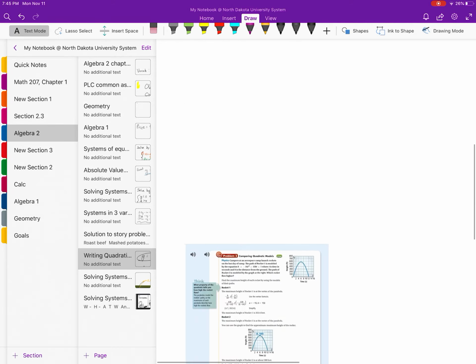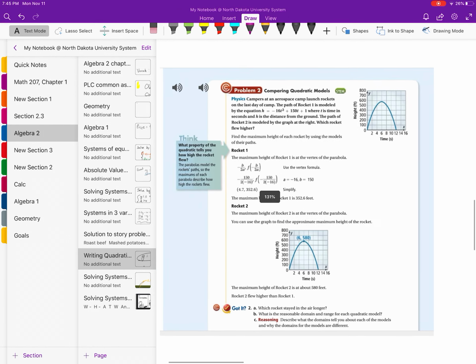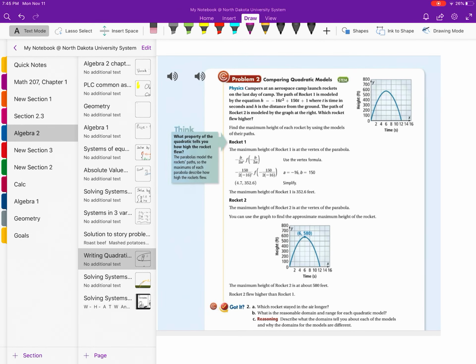Okay, so let's look at using quadratic equations to compare some quadratic models. This is obviously an example from your book, which I actually kind of like. And you're asked to compare the trajectories of two rockets and tell which one went higher. You're given a function for one of them and a graph, and you're given just a graph for the other one.